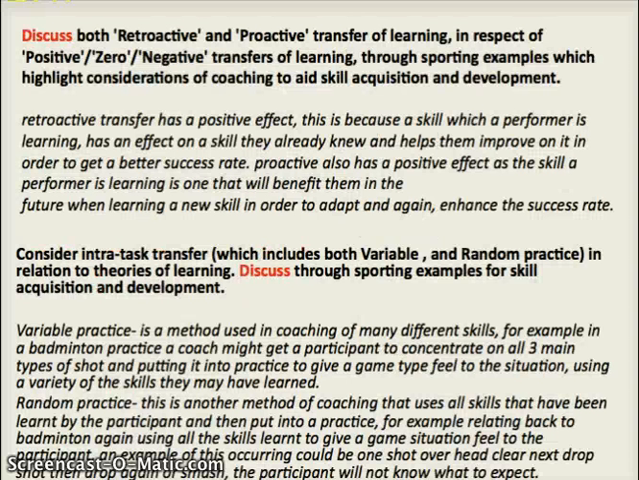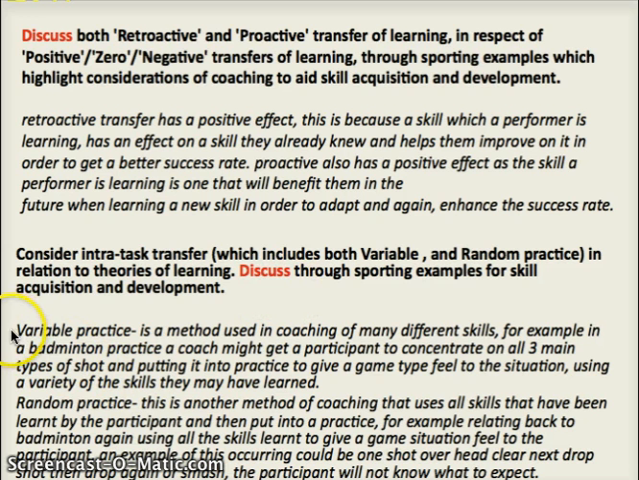So within transfer of learning, there's quite a lot that we can talk about: retroactive, proactive, positive, zero, negative, intra-task, which includes variable and random. There are 2 questions here and an answer for each one. Have a look at them. I'm going to draw your attention to this bottom answer. The question being: consider intra-task transfer and discuss this through sporting examples.